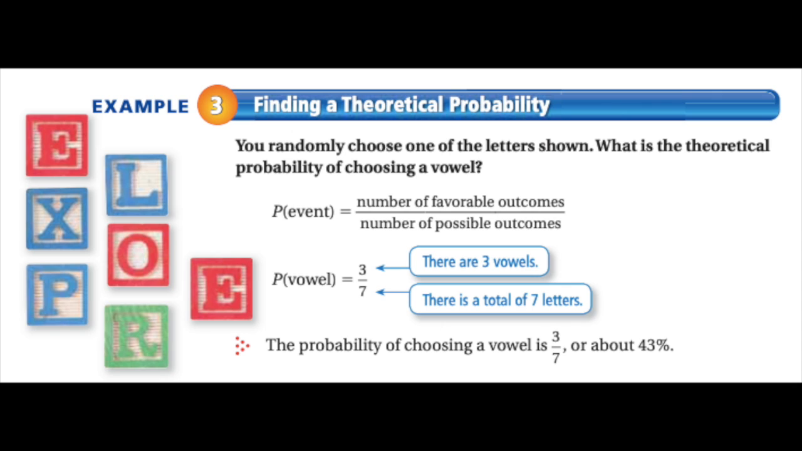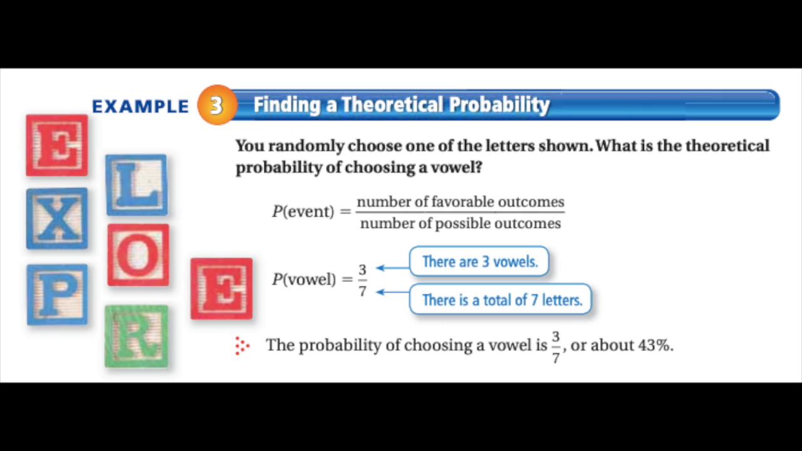Looking at example 3 on page 415, we are asked to randomly choose one of the letters that is shown. So what is the theoretical probability of choosing a vowel? So we have to look and see what the vowels are. They did us a favor and they put the vowels in red for us. So there are 3 options. So 3 favorable outcomes because we're asked to choose a vowel.